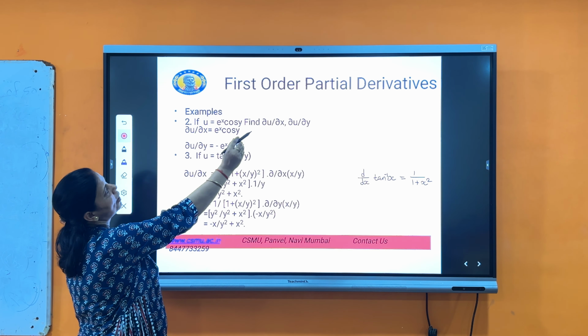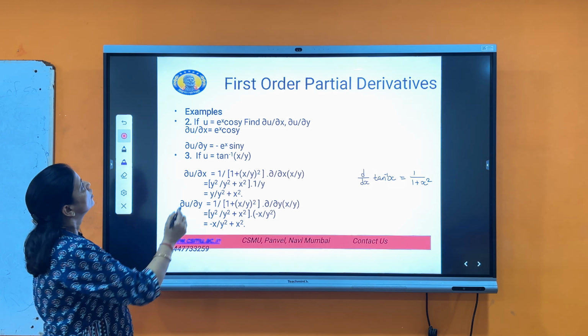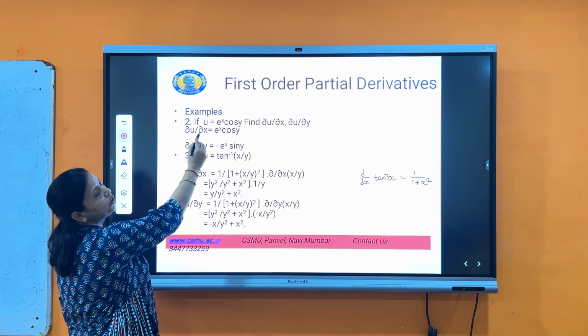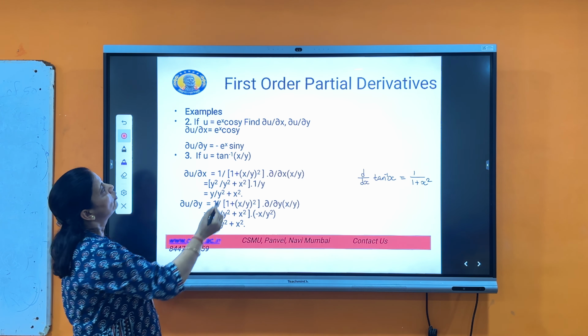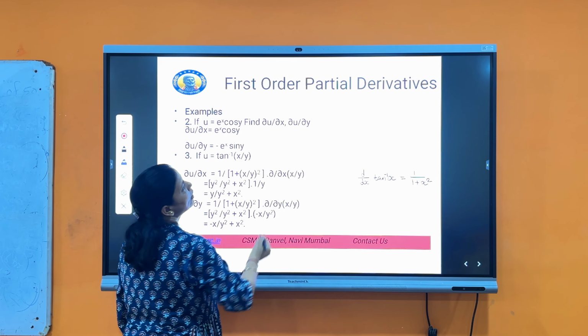Examples of first order partial derivative. This one is the second example. If you are given u equal to e raised to x cos y, we have to find ∂u/∂x and ∂u/∂y.